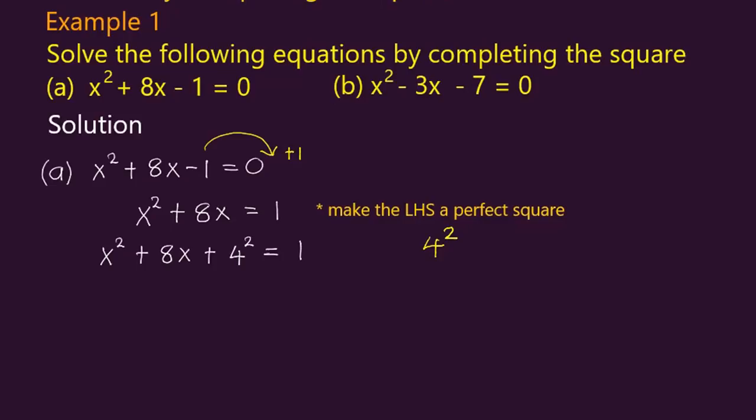And since we have added 4 squared to the left hand side, then remember, since it's an equation, whatever we do on the left hand side we also do on the right hand side. So we also add 4 squared to the right hand side, so our equation is still balanced. On the left hand side now we have a perfect square, which we can write in the form x plus a all squared, and in such a way it will come out as x plus 4 squared, and it will be equal to 1 plus 4 squared. 4 squared is 16, and 1 plus 16 is 17, so this will be equal to 17.